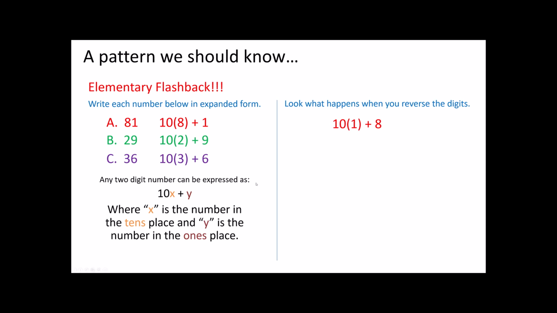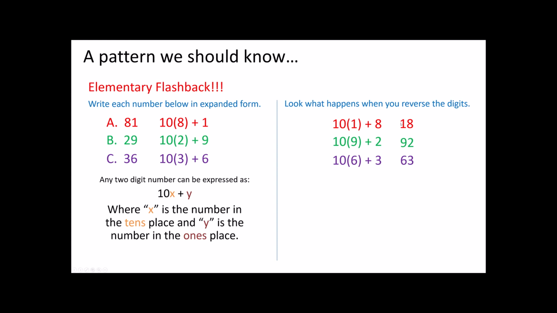If I were to switch the 8 and the 1 from our first example, and instead of doing 10 times 8 plus 1, I did 10 times 1 plus 8, I get an 18. If I were to switch the 2 and the 9 and make it 10 times 9 plus 2, I'd get 92. And by switching the 3 and the 6, I'd get 10 times 6 plus 3, which is 63.